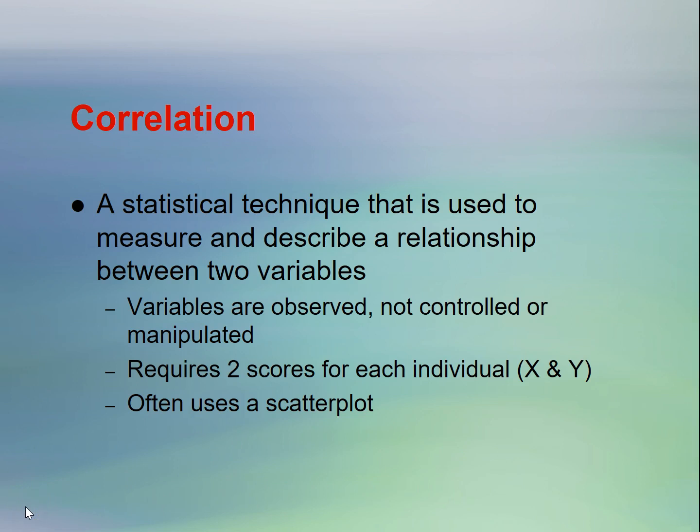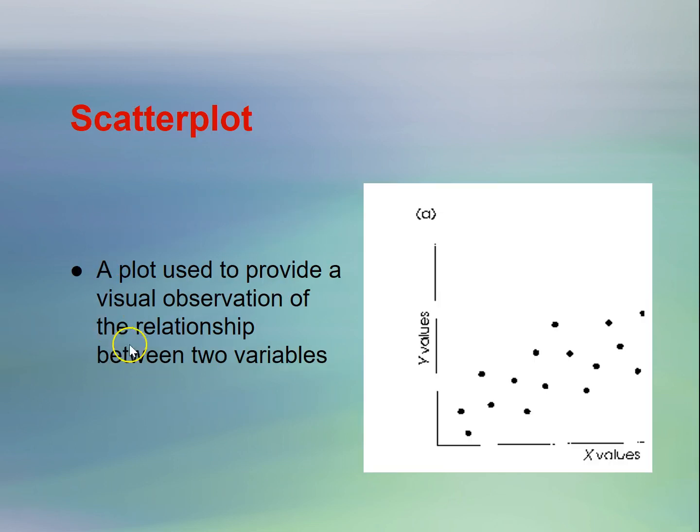Oftentimes we use a scatter plot. A scatter plot is a graphic representation where I plot the X score against the Y score. This is very similar to plotting X values and Y values back in high school math class. But it allows me to identify the visual representation of the relationship between two variables or two sets of scores.